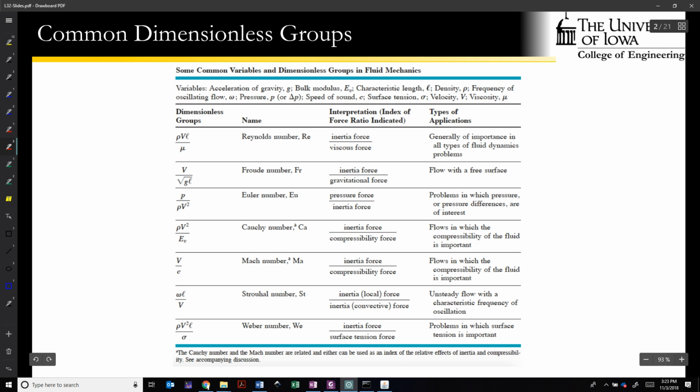So I want to highlight here, we talked about the Reynolds number, Froude number, the Euler number, the Mach number, and the Strouhal number, right? We didn't get to the Cauchy number or the Weber number in class. But the idea here is that all of these numbers, because they originate from the Navier-Stokes equations and the non-dimensionalization of those equations, each one represents a specific ratio of types of forces. So the Reynolds number, for example, indicates the relative importance of inertial forces due to acceleration or deceleration of flow relative to viscous forces created by fluid friction.